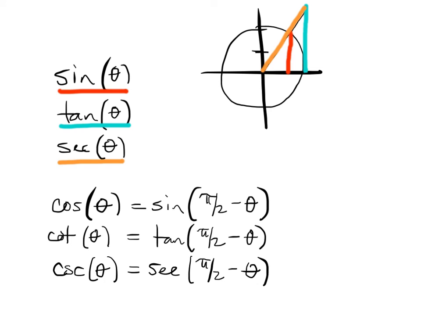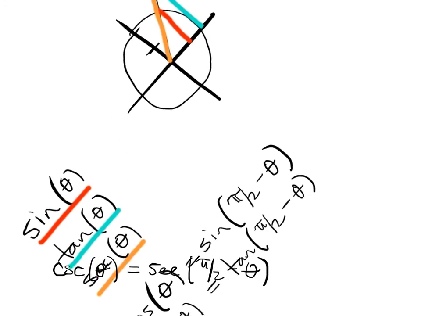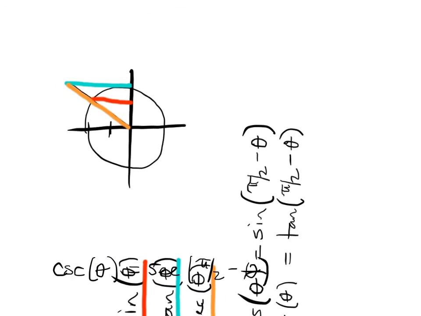Okay. And then finally, if I want to do the cofunction stuff, I just do this to the triangle. And then I have all the cofunction stuff.